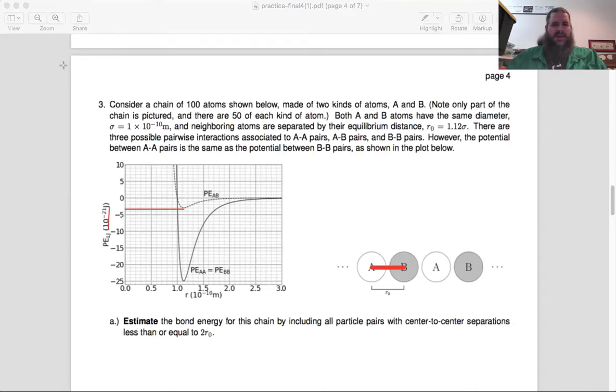So for now, we might want to just call it epsilon. Let's use epsilon as an abbreviation for that. We'll say for AB bonds, epsilon is 3 times 10 to the negative 21 joules. And we're going to call epsilon a positive value. It's just that the potential energy is negative that value. So we'll just call that epsilon sub AB. Then the potential energy of one of those bonds would be negative epsilon AB.